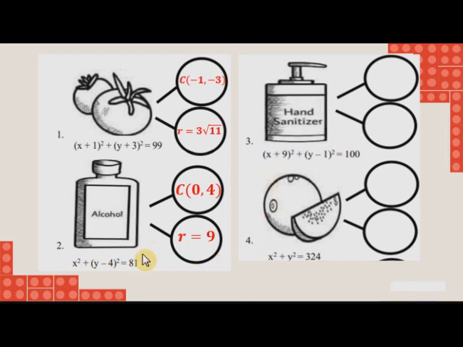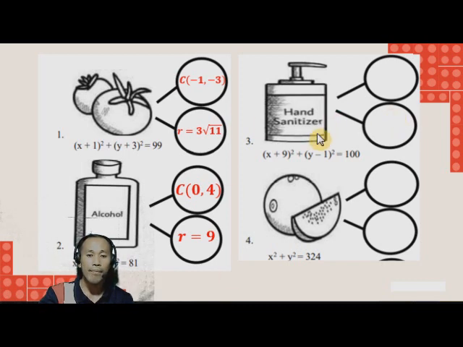For number 3, you are going to have this one. Positive 9. So therefore, this is negative 9. Positive 1. Your answer is correct. So we have the center at negative 9, 1. And then we have the square root of 100, which is equal to 10. So I hope you got the third one. Let's proceed to the last problem.